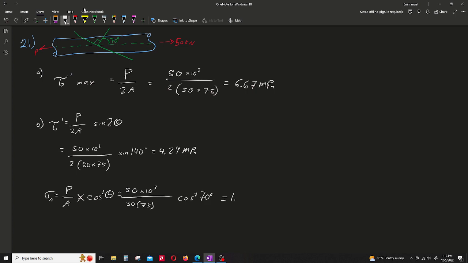And so therefore we get 1.56 megapascals. All right, that was 21. 24.